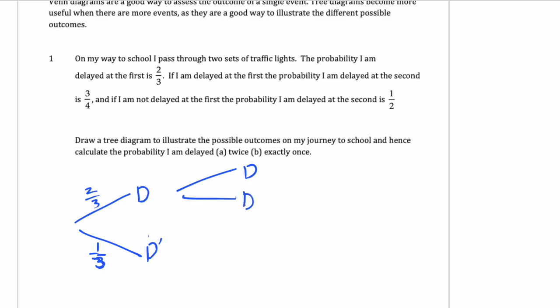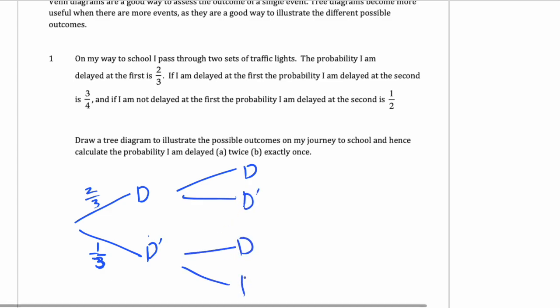Okay, and this is the second day. Delay, not delay. And on the second day, if I'm delayed, the probability of being delayed on the second day is 3/4. So this is 1/4, and then this probability is half. So not delayed is half here. So this is the tree diagram.